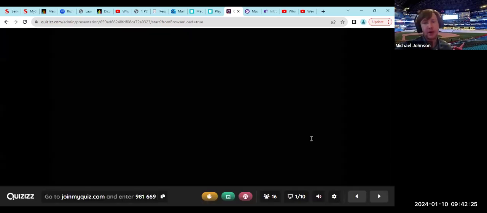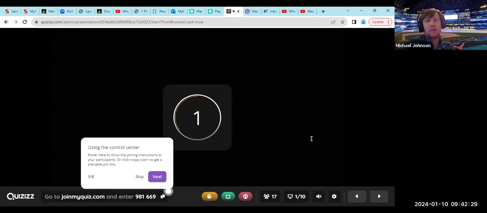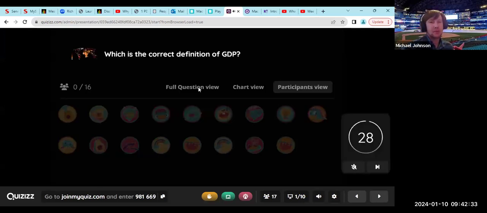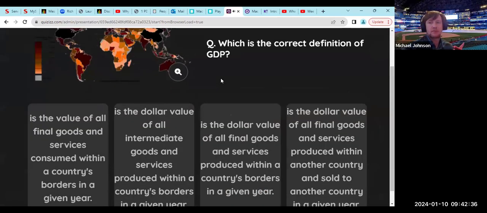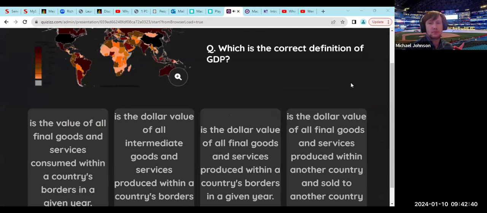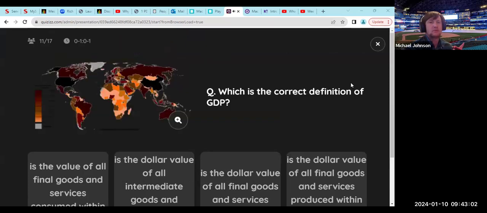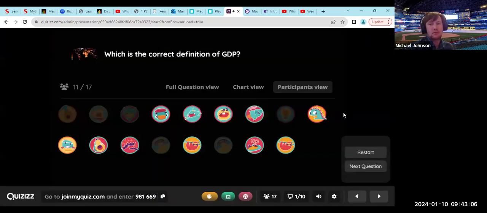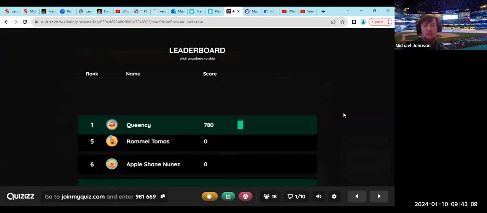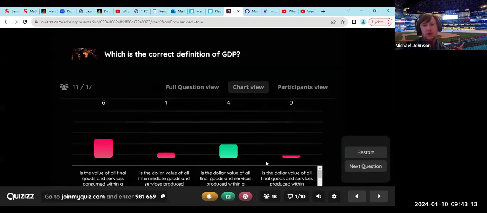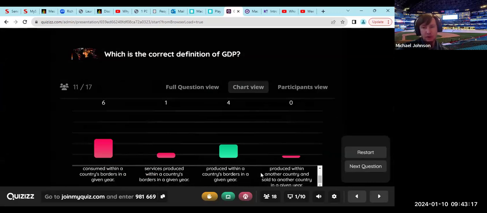I'll get started. Anyone can still join in, even if you're late, don't worry. So, which is the correct definition of GDP? So it's the dollar value of all final goods and services produced within a country's borders in a given year.